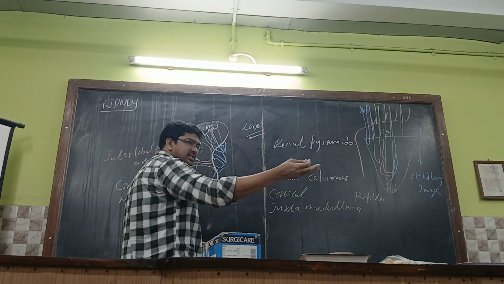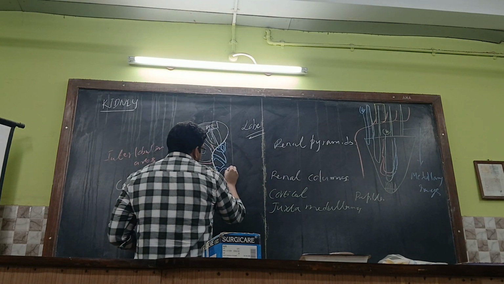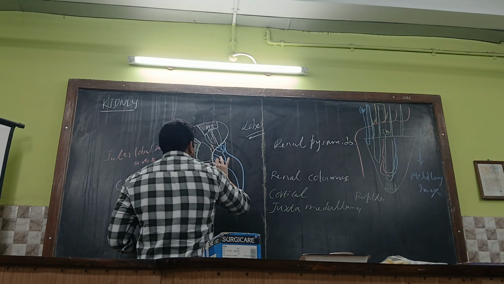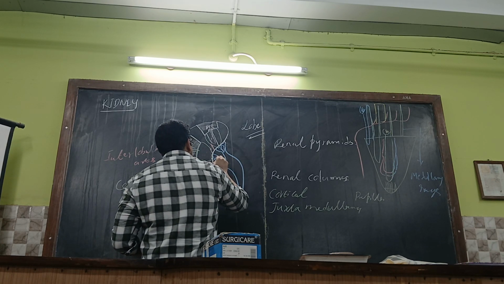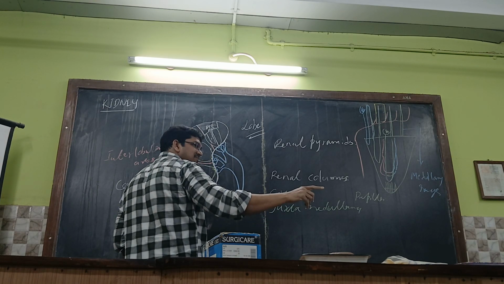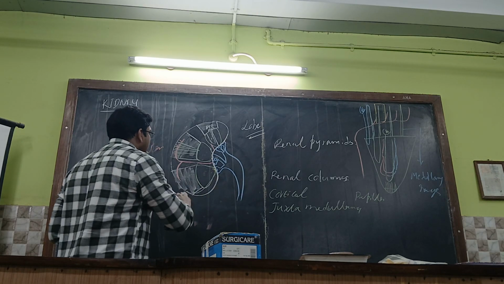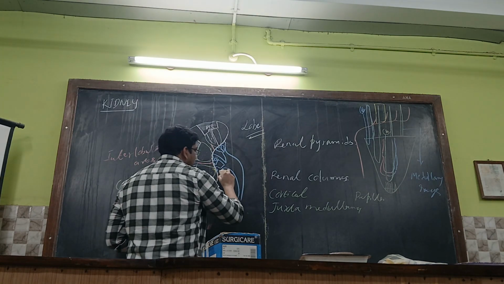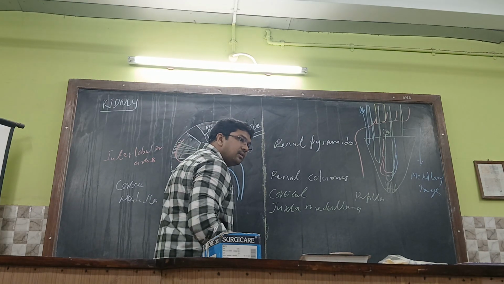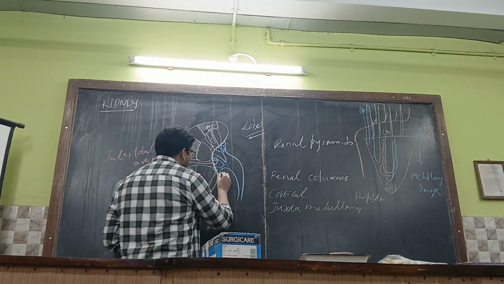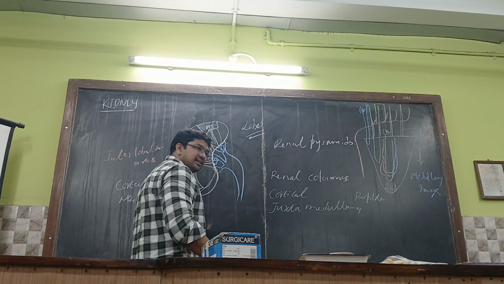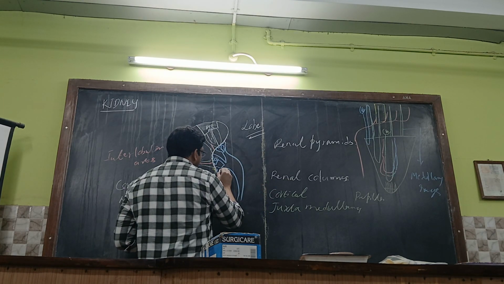Lamina cribrosa. One search lamina cribrosa. Some cribriform will come. This is sieve-like. In case of kidney, cribriform something will come.